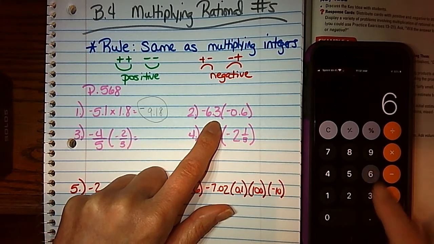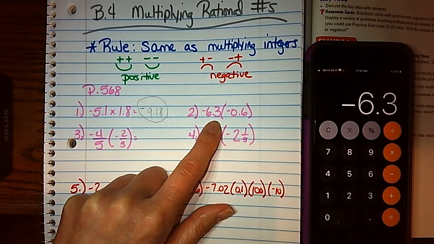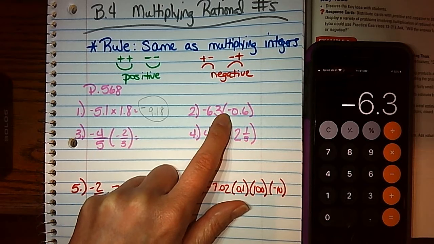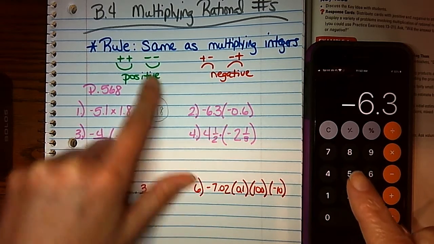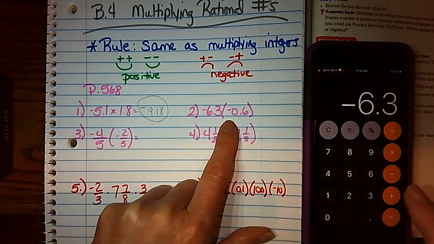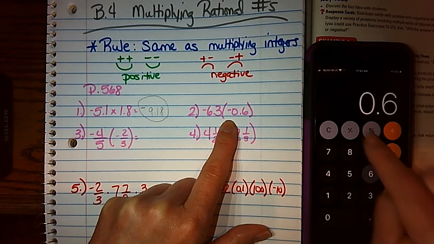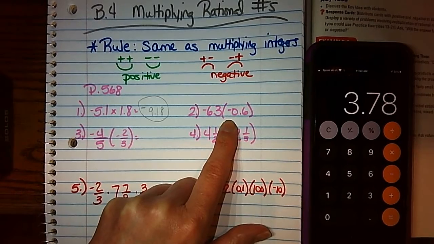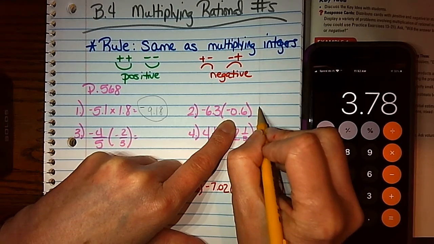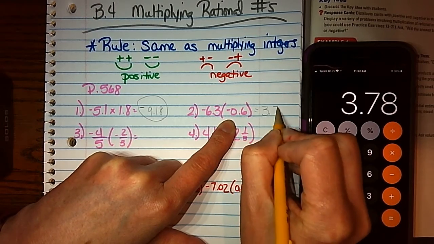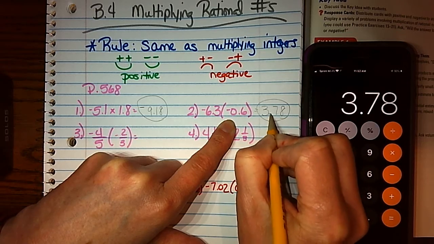Number 2, 6 3/10, make it negative. Here I'm going to have two negative numbers, so I know automatically my answer is going to be positive, but let's just see what the calculator does. Times that by 0.6, make it negative. And there you go, positive 3 78/100.